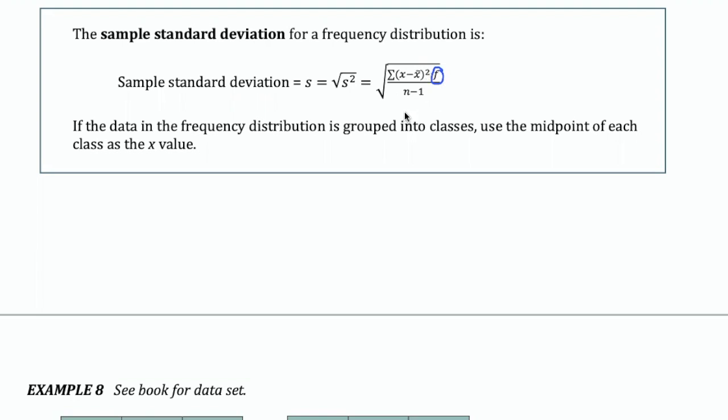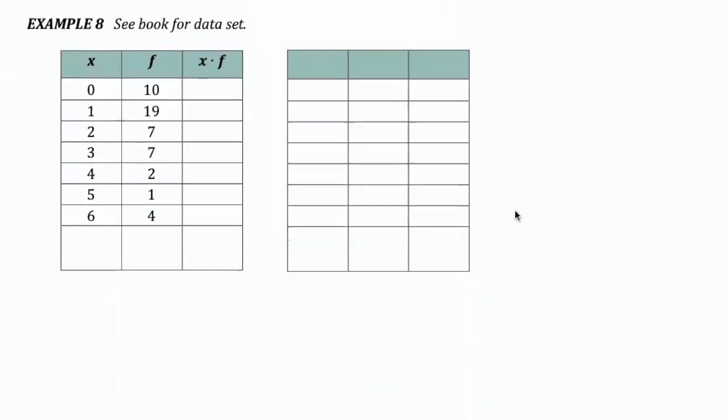And if it happens that instead of having each piece of data and its frequency next to it, you have classes with a frequency next to it, you use the midpoint, as we've seen before, to be a representative member of that class. So I wanted to keep things short here. Example 8 is a data set having to do with the number of children per household. You can see the book for the full description. But what I want you to see is here we have been given a frequency distribution. There were 10 families in this sample that had no kids, 19 that had 1 kid, 7 that had 2 kids, and so forth.